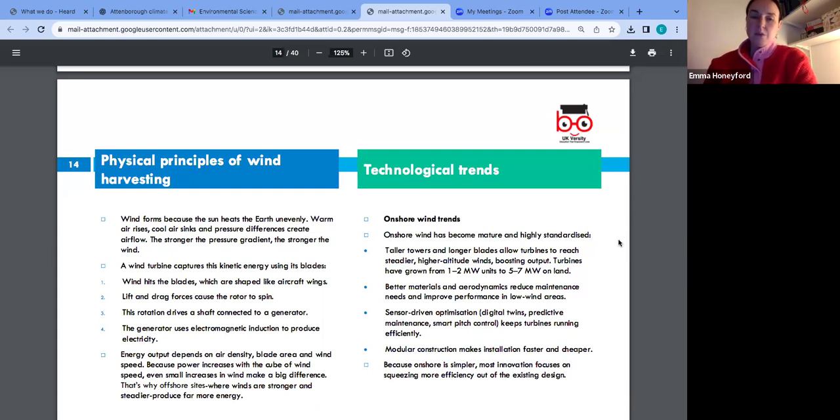The wind hits the blades, which are shaped like aircraft wings, which is why I absolutely love the sight of wind turbines. I've got to say I find them quite beautiful in the distance. There's just something about them. I think they're quite magical. So yeah.